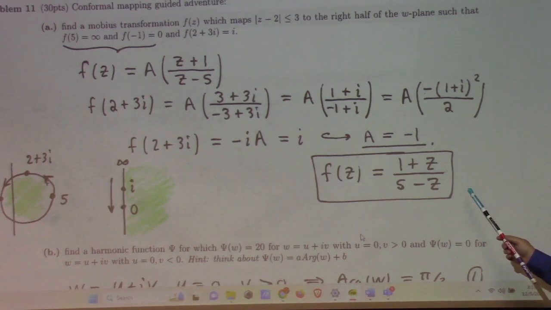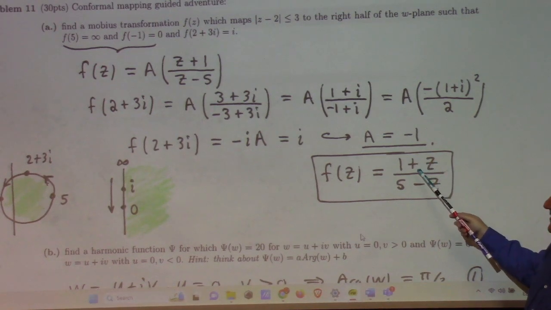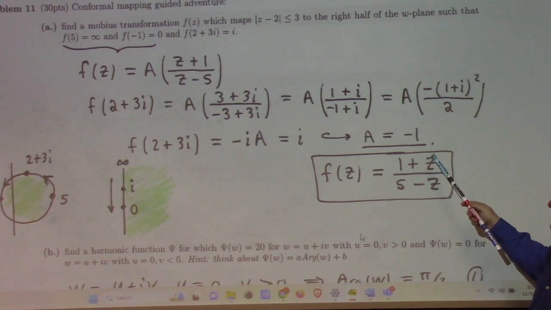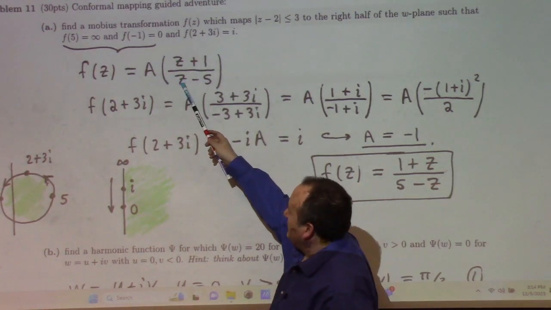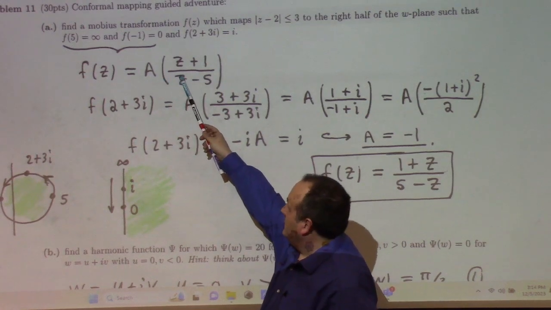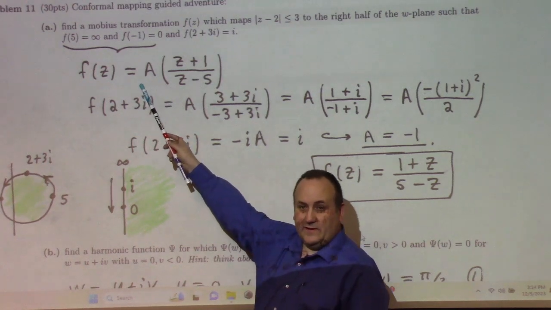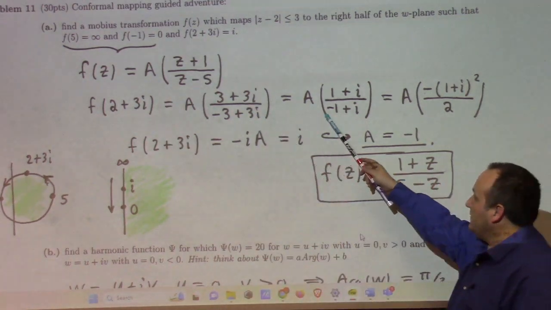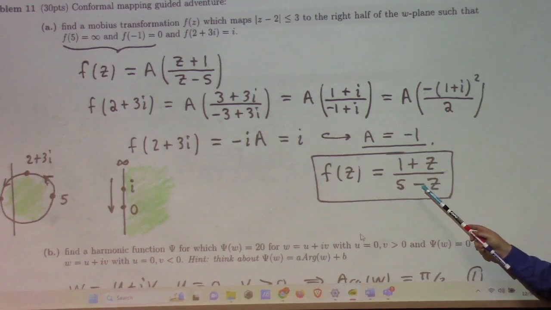Anyway, listen, I tell you one's going to infinity, the other one's going to 0. That immediately says write down z plus 1 to get the 0 and z minus 5 to get the infinity. And that just leaves a multiplying factor out front, which if we plug in the other point, we work out has to be minus 1. So it's just that.